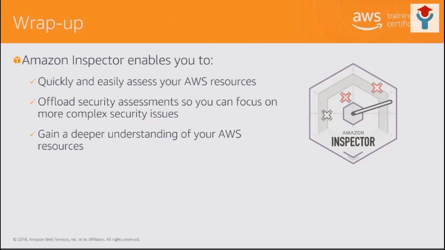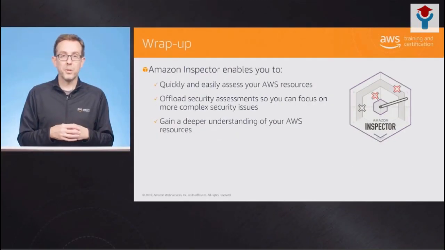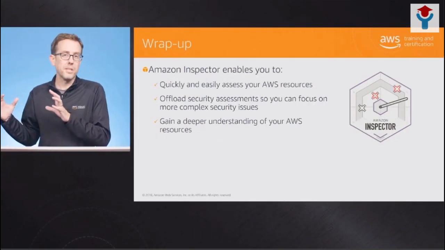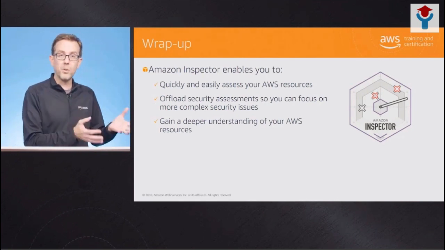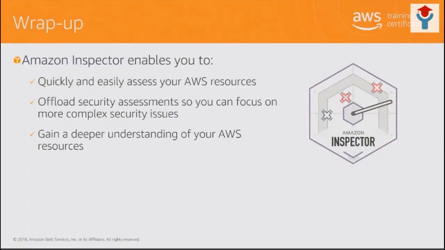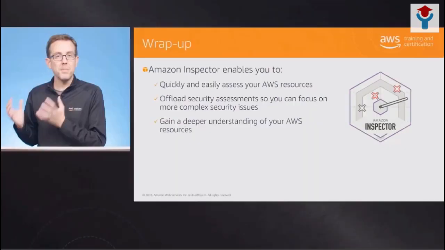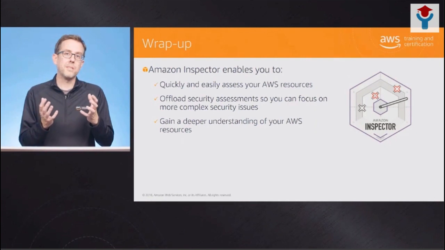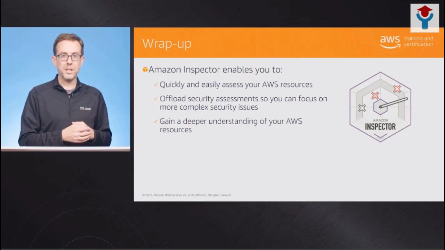Let's wrap up by reviewing what Amazon Inspector can do for your organization. As you learned, Amazon Inspector enables you to quickly and easily assess the security of your AWS resources for forensics, troubleshooting, or active auditing purposes at your own pace. Focus on more complex security problems by offloading the overall security assessment of your infrastructure to this automated service. Gain deeper understanding of your AWS resources because Amazon Inspector findings are produced through the analysis of real activity and configuration data of your AWS resources. To learn more, visit aws.amazon.com/inspector.